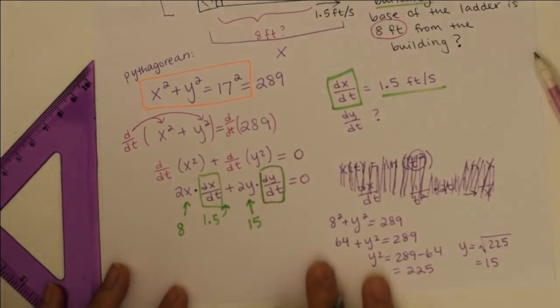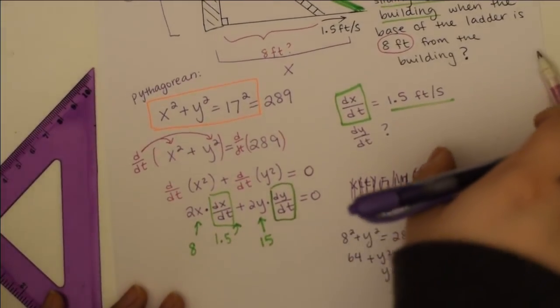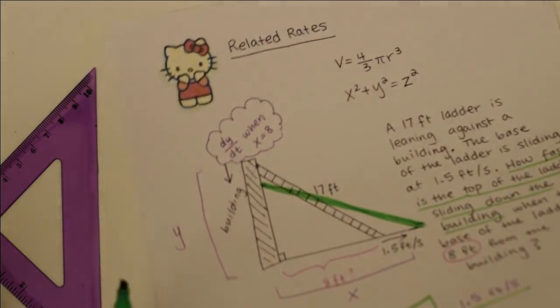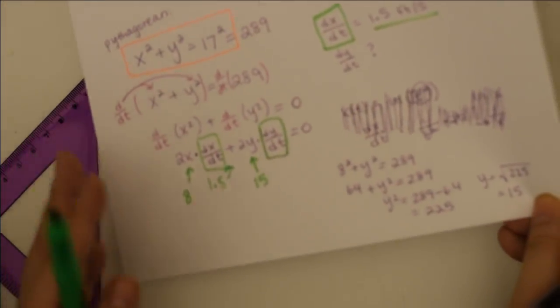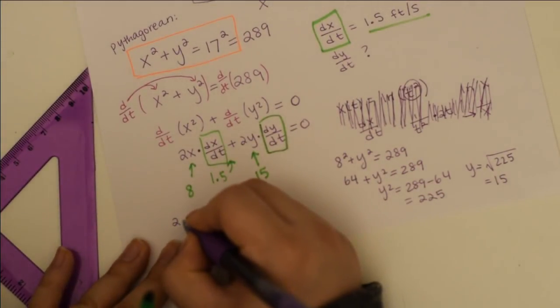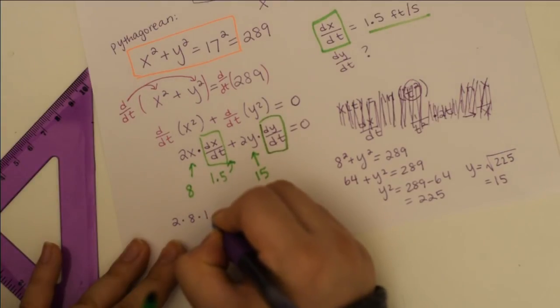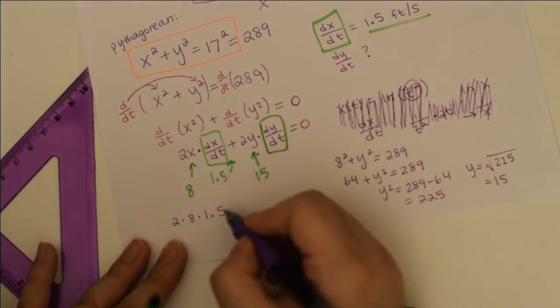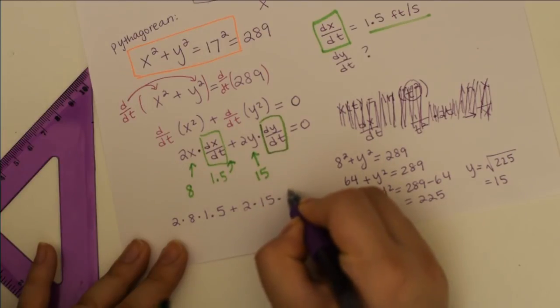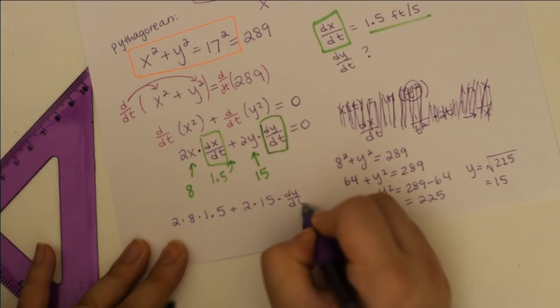So we have, let's see if you can still see this. I hope so. I'm sorry if it's kind of hard to see. Let me know if you want me to zoom back in on this. Maybe I can leave a link to the picture. But we have 2 times 8 times 1.5 plus 2 times 15 times dy/dt equals 0.